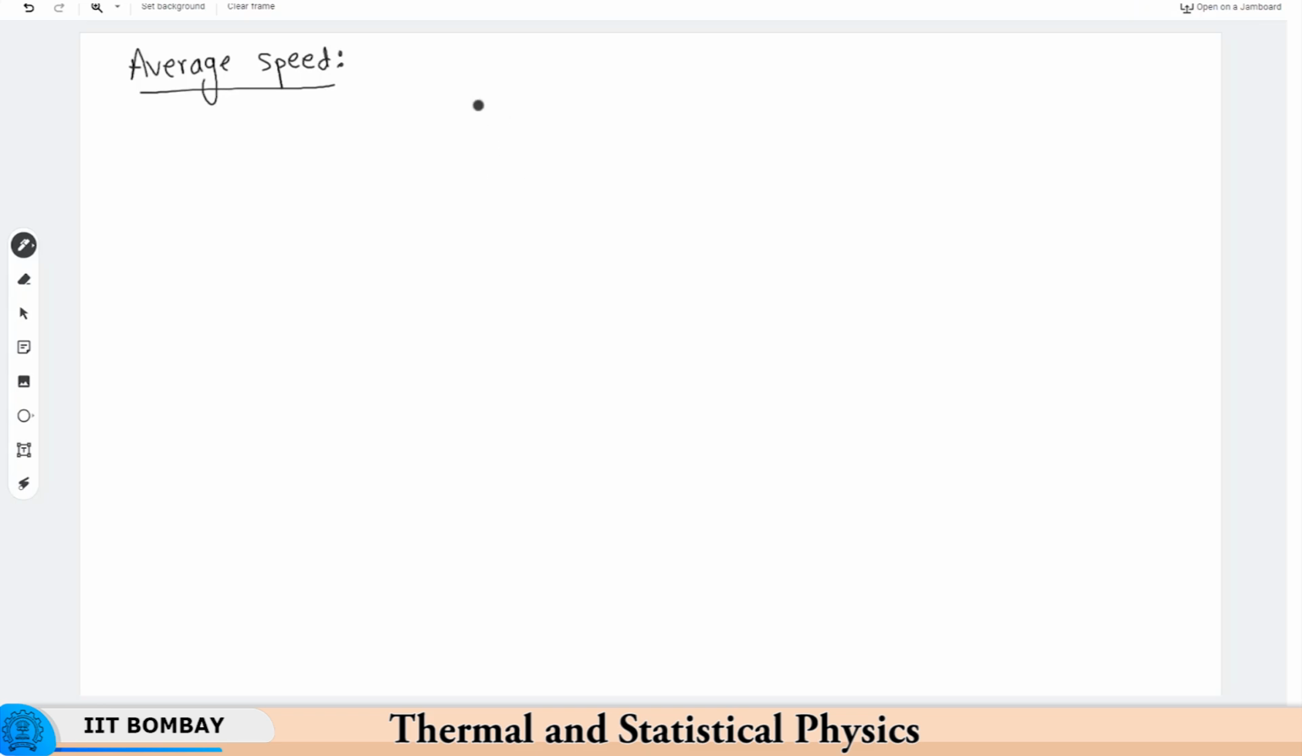So remember, we have a distribution and we can evaluate the average of quantities over those distributions. Very clearly, the average speed of these gas molecules will be equal to the integral from 0 to infinity of v times dn_v, divided by the integral from 0 to infinity of dn_v. This is the number of molecules moving with velocity v multiplied by that velocity, divided by the total number of gas molecules. This is just a standard definition of averaging.